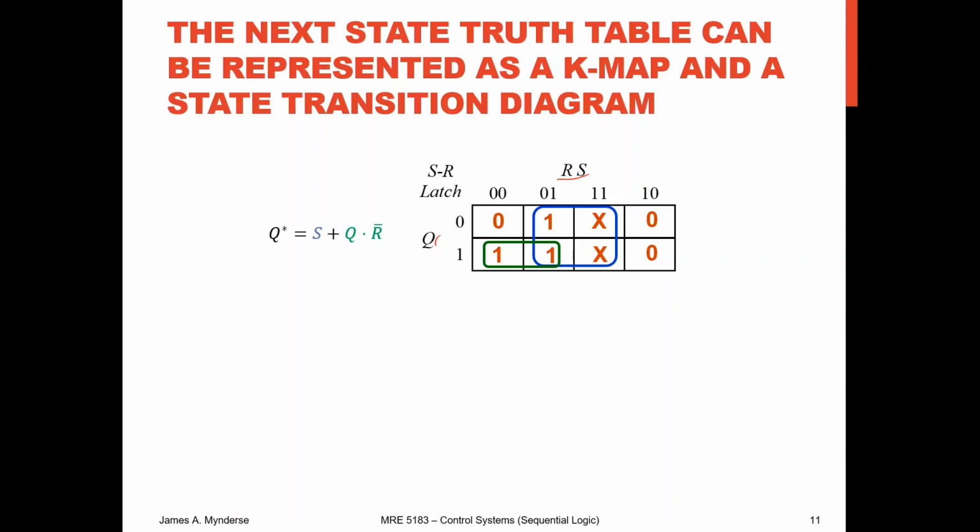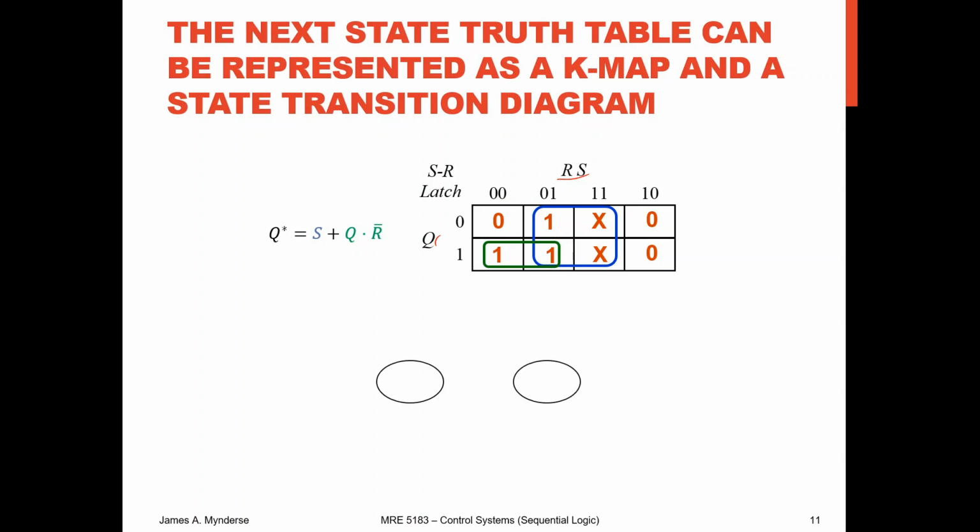And so there are different ways you could group these. You could do just the 2 1s, or you could do just these 2 and these 2, but it's a little simpler if we do the full grouping as shown here with the blue and the green. And so your logic then is that the next state of Q is going to be S or Q and not R. So how could we draw this out?